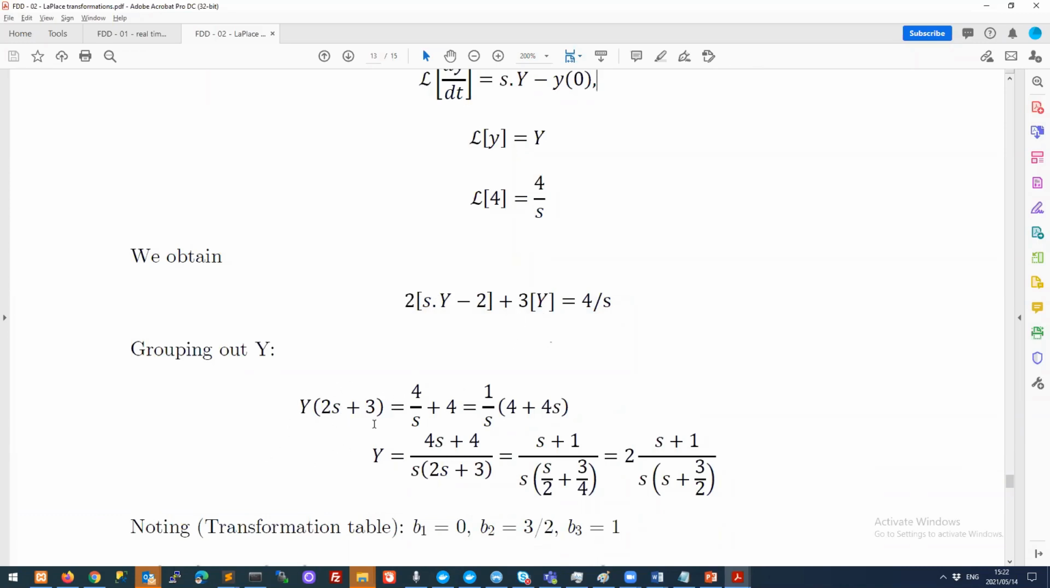So there's your y grouped out. And there is a leftover minus 4 here. So you're going to take that minus 4 across to this side. And so you've got 4 over s plus 4. Right, so that's the equation you have here.